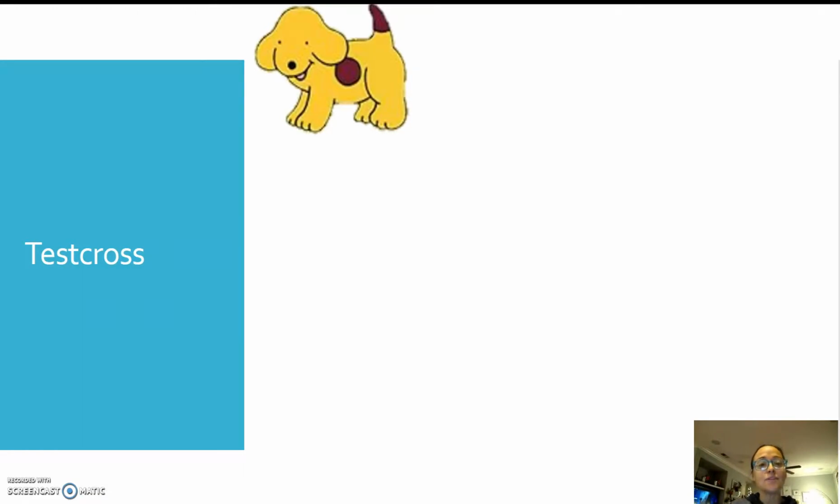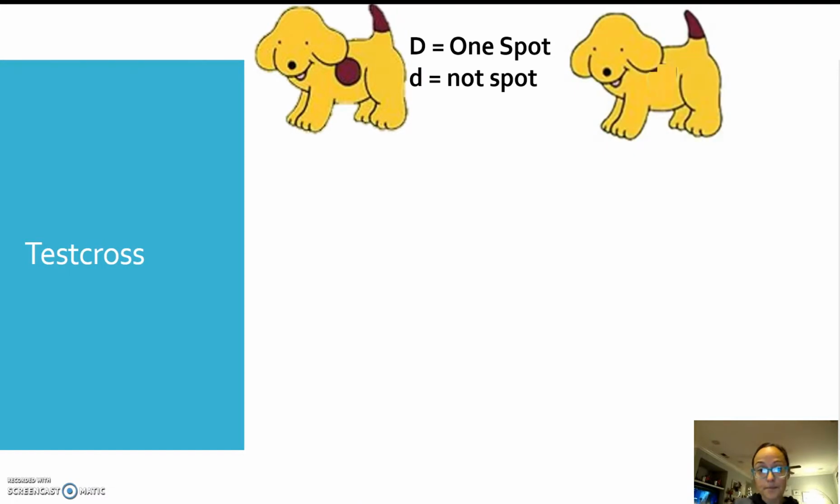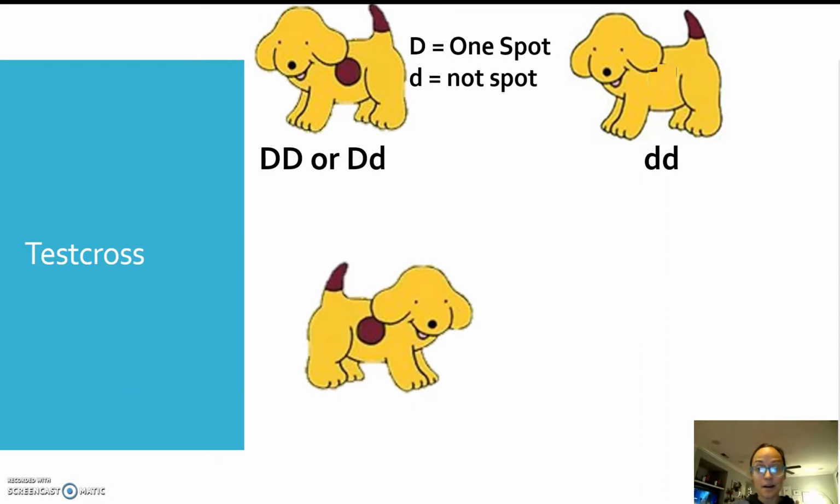So let's say in dogs, having one spot is the dominant trait to no spots. So a dog who has one spot would be homozygous dominant or heterozygous, and a dog with no spots would be homozygous recessive. So let's pretend that I find a dog on the street and I'm like, oh, cool, this is an expensive dog. I want to breed it. Well, I can see that it has one spot, but I'm curious.